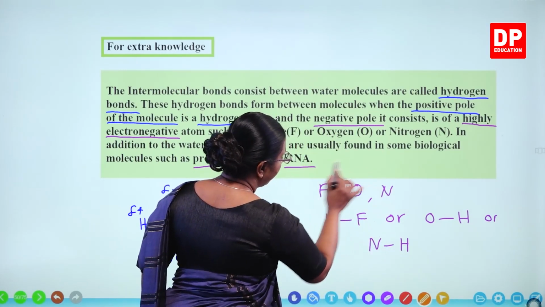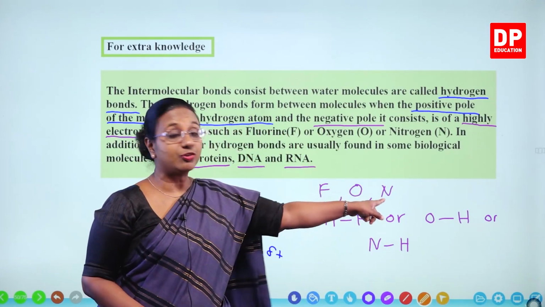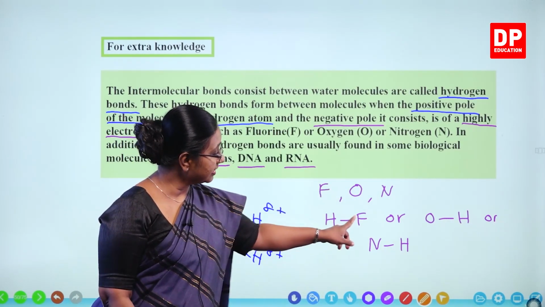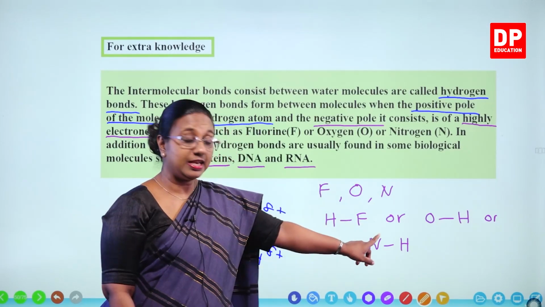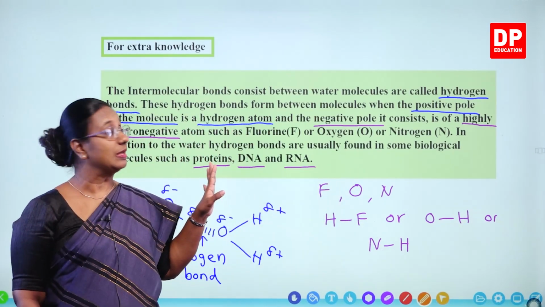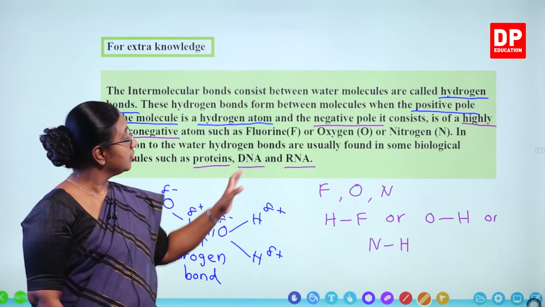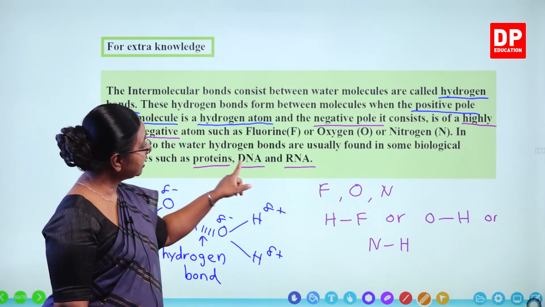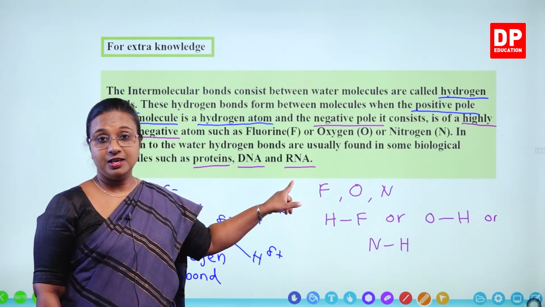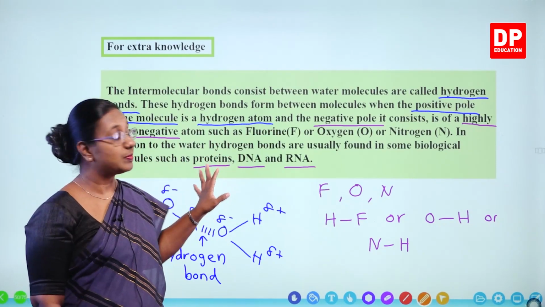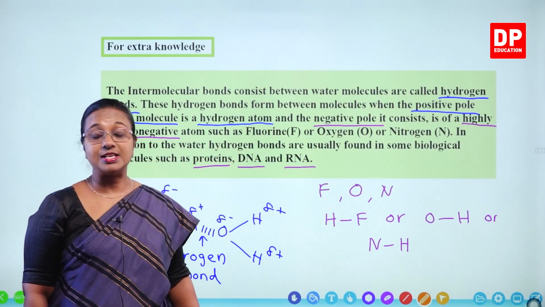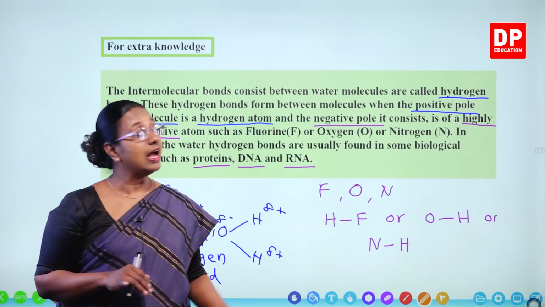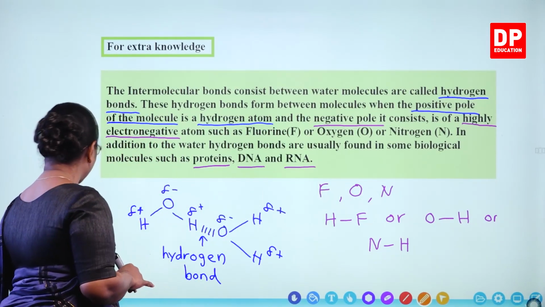So because of these elements, these are the electronegative elements, fluorine, oxygen, nitrogen. So if there is an HF bond or an OH bond or an NH bond, there is a possibility of hydrogen bond. So these are present in these molecules. You can see proteins, DNA and RNA. So therefore hydrogen bond is present in these biomolecules as well. Is that clear to you all, students? So with that, I will move on to the next topic.